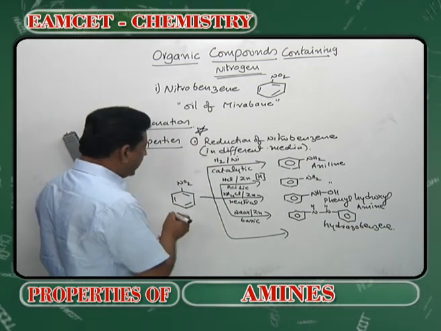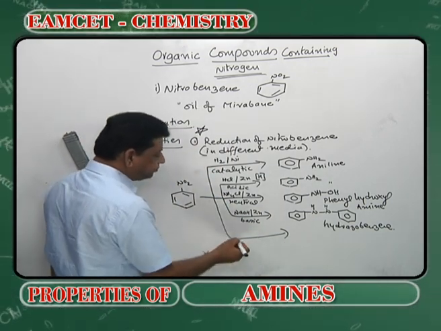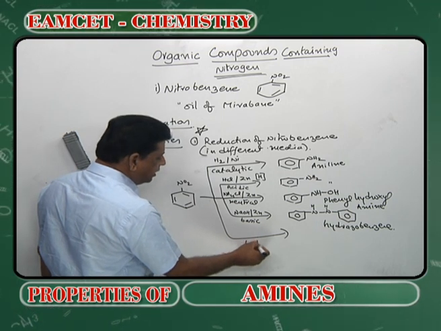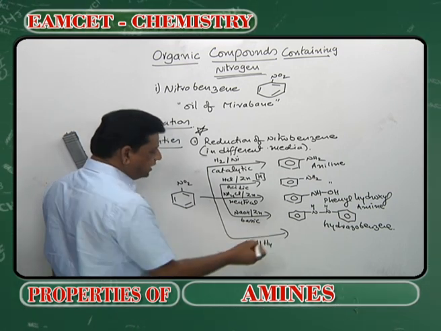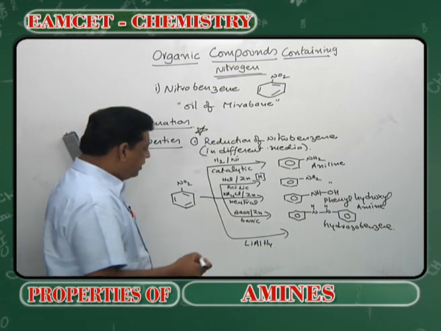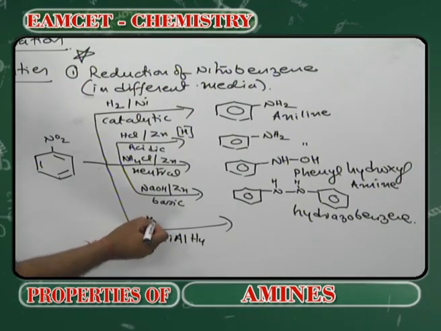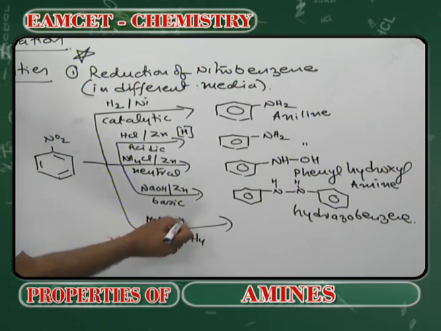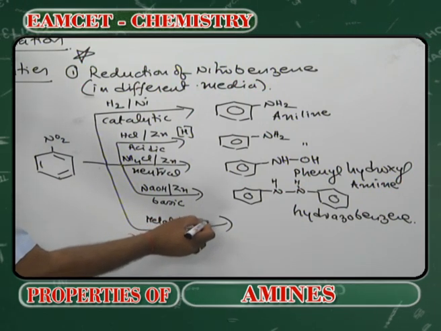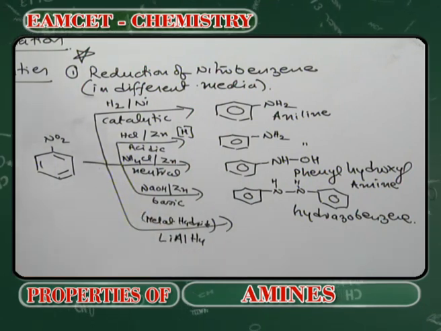Lastly, we have the nitrobenzene reduction with lithium aluminum hydride. Lithium aluminum hydride is a metal hydride. Metallic hydrides are metal hydrides. When you are using a metal hydride, the reduction will proceed in a different way.